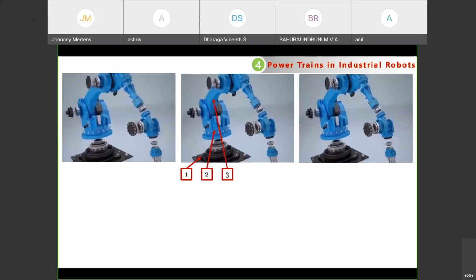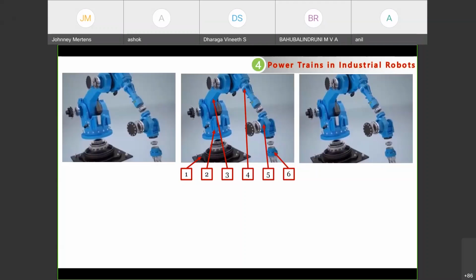The third link is connected to the second link, and by the bearing arrangement it has a turning path. The second and third have a turning path. Similarly, third and fourth, 4 and 5, then 5 and 6. So there are a total of 6 axes. I'm just defining how the 6 axes are connected with the links.